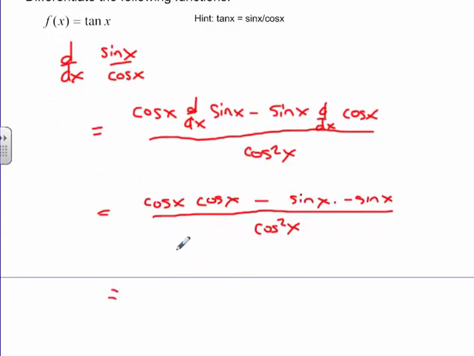So hopefully you can see that these first 2 things right here will give you cosine squared x. And then a couple of double negatives will make it positive. That'll give you sine squared x.